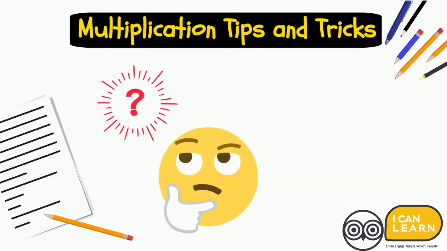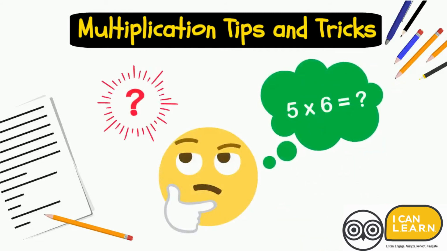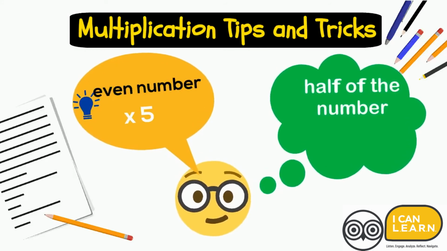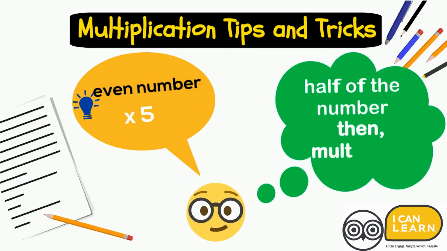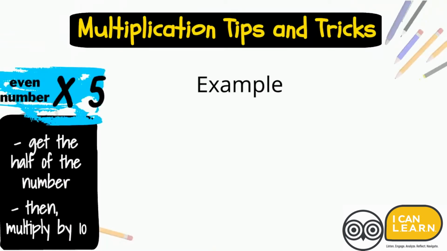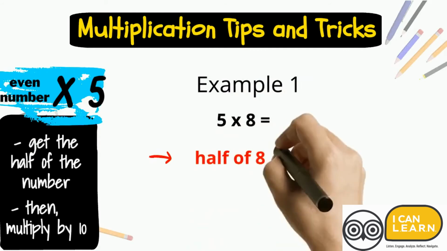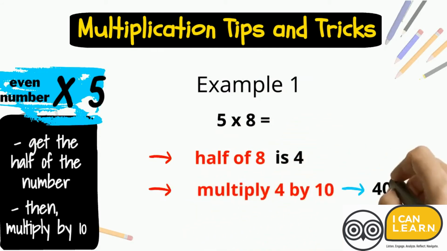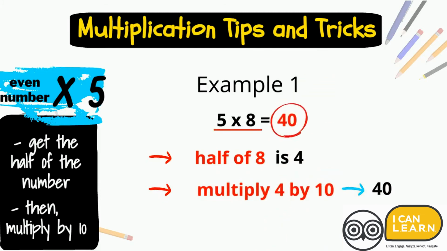Now, how about multiplying by 5? First, when you multiply an even number with 5, you can just get the half of the number and then multiply by 10. For example, 5 times 8. The half of 8 is 4. Multiply the 4 by 10, you will get 40. So, 5 times 8 is 40.